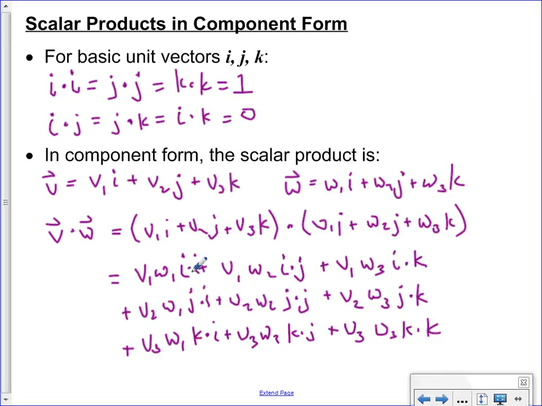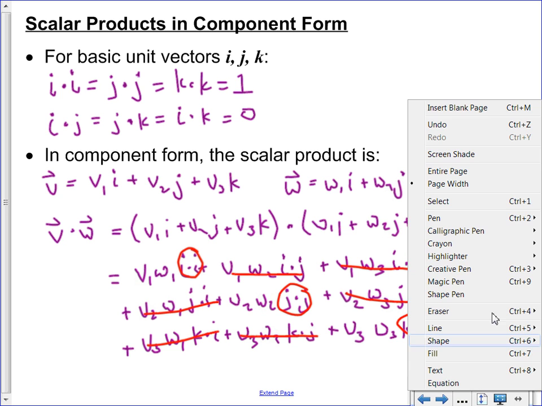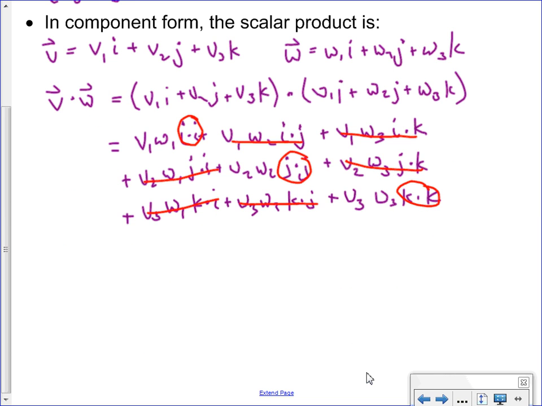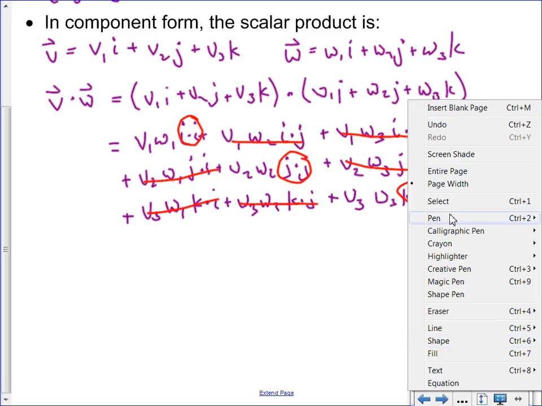This is 1, so this is a 1 right here. You'd have a 1 here, a 1 right here, and a 1 right here. And the rest of them are zeros, so gone. All of that, and I'm sorry that was a lot of work, but I promise you I went through it too.